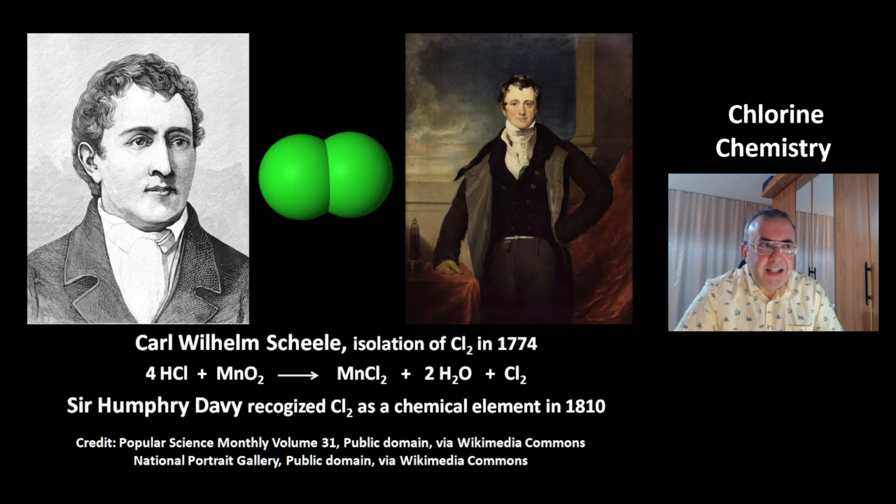The gentleman at the left, that's Carl Wilhelm Scheele. He was the first person who isolated chlorine in 1774 by a reaction of hydrogen chloride with manganese dioxide, which gives you manganese chloride, water, and chlorine gas. But he was not able to recognize chlorine as an element, and that's what the gentleman at the right did. That's Humphry Davy. He was the first person who recognized chlorine as a chemical element in 1810.